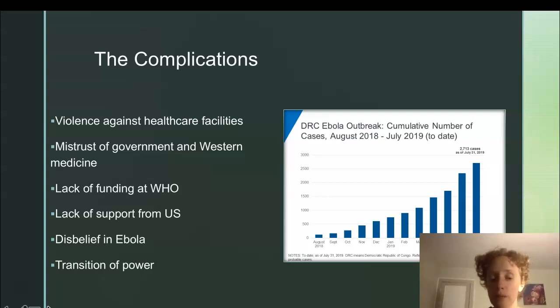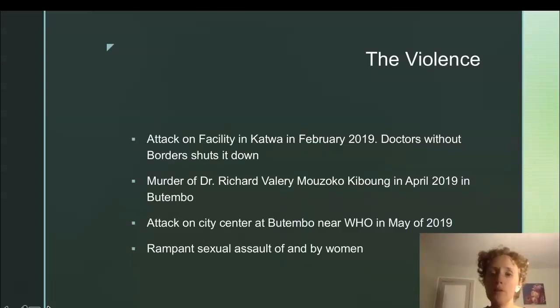And then there's disbelief in Ebola. People just don't believe. They think it's the government telling them a lie because they've had so many government takeovers and coups, and understandably. And then, of course, the transition of power, who's in charge, right? So I think the biggest thing I want to get into here is the violence, because that just makes it impossible, right? You can work on trust, you can work on other things, but when somebody sets fire to a 70-bed facility like they did in Katwa in February 2019, Doctors Without Borders had to shut it down. There's nothing they can do about that.